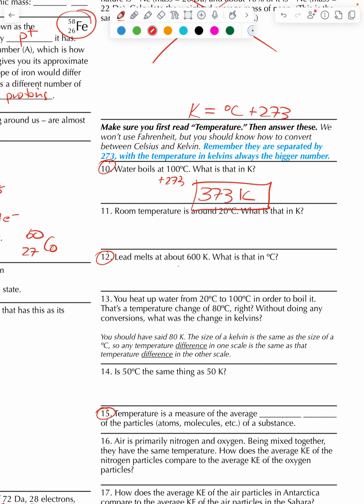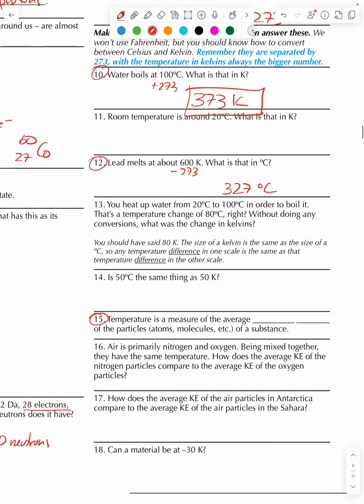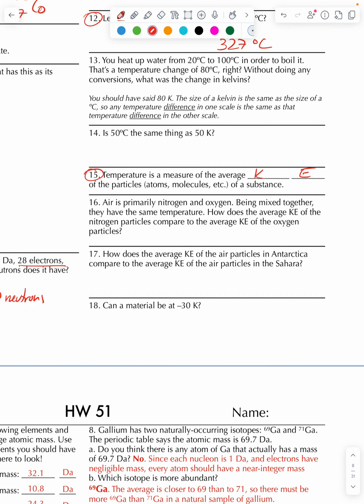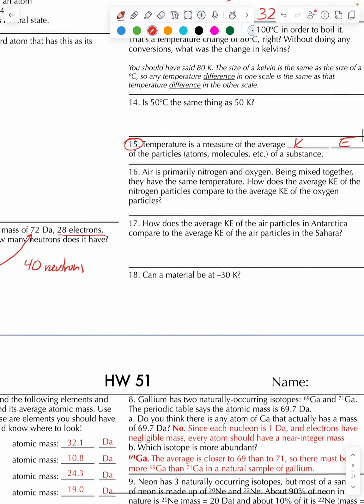Well, here's 600 Kelvin. We'd want to subtract 273 to get the temperature in Celsius, and that's going to be 327 degrees Celsius. Again, I don't think I'm going to ask that, but we could. Same thing with 15, but it's nice for you to know that temperature is a measure of the average kinetic energy, KE, of the particles, so whether they're vibrating or moving around.